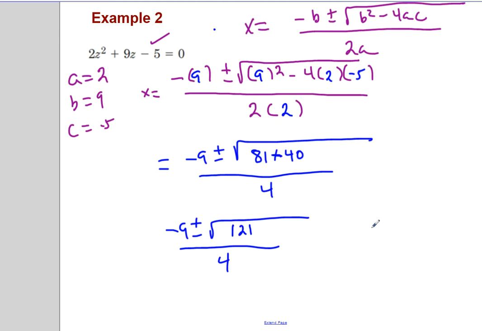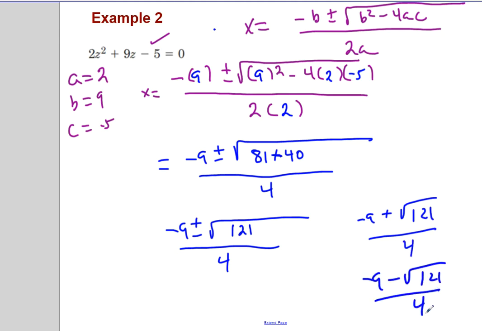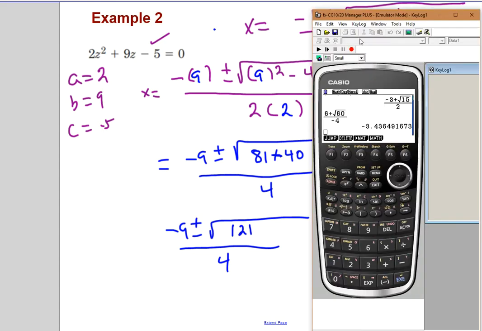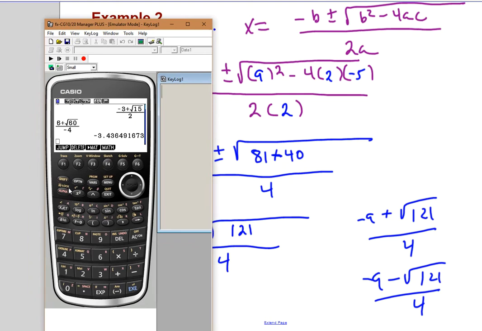So what we're going to do is make sure that we do negative 9 plus the square root of 121 over 4, and negative 9 minus the square root of 121 over 4. Let me show you the calculator practice on this. I'm going to put this top part in parentheses. I need y'all to practice this because you are going to be doing a lot of it. So that's going to be negative 9, plus the square root of 121.